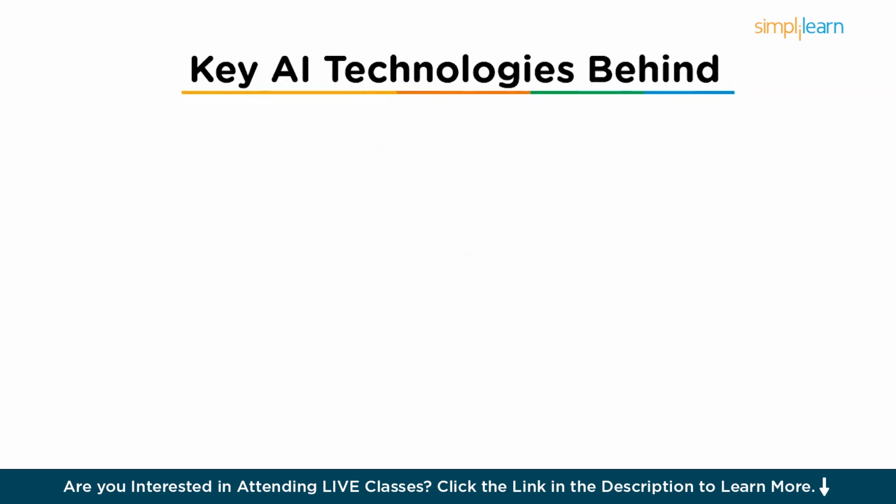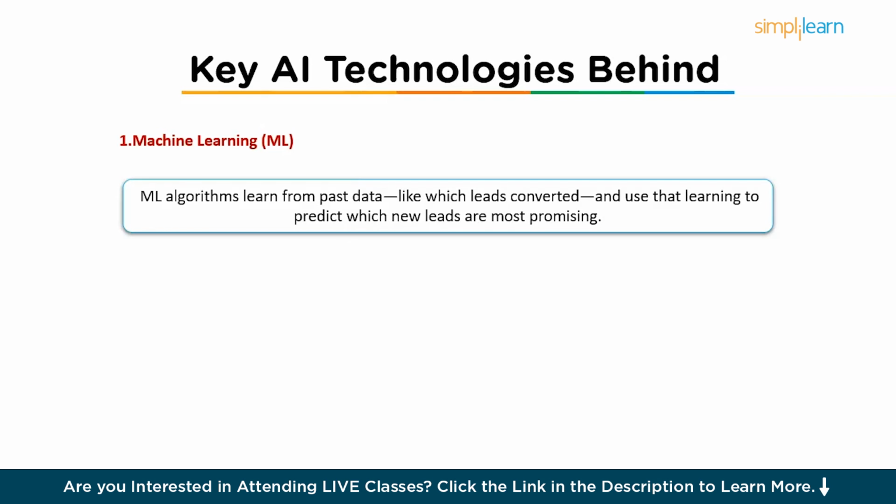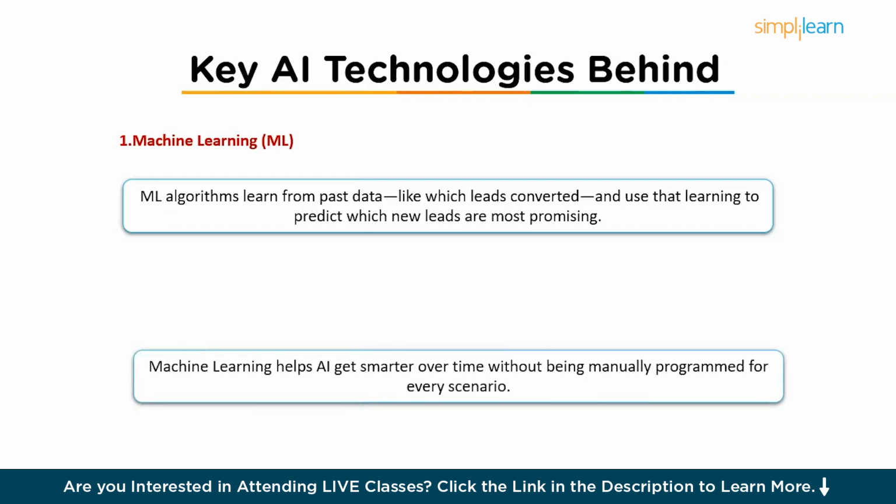So now let's take a quick look behind the scenes. What technologies actually make AI lead generation possible? The first and foremost is machine learning. Machine learning is the heart of AI lead generation. Machine learning algorithms learn from past data, like what leads converted, and use that learning to predict which leads are most promising. In simple words, machine learning helps AI get smarter over time without being manually programmed for every scenario.